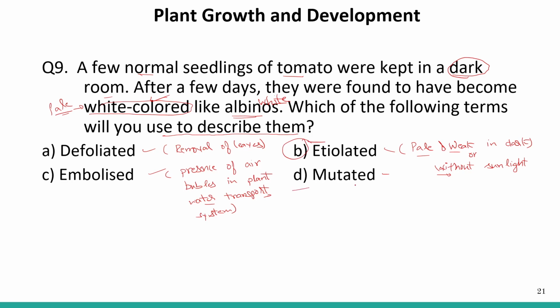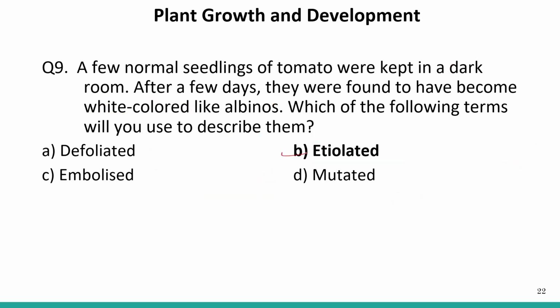And the fourth option is mutated. They are mutated, which is not true. When the plants are kept in dark, they won't mutate. How can we define mutation? They are genetic mutations, random genetic mutations. So what should be the correct answer? Answer is option B, etiolated.